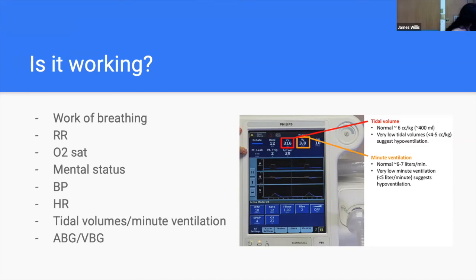And then lastly, the ABG and VBG, they can be helpful, but they're not absolutely necessary to determine if your intervention is working. There's no specific number that you're trying to target to know if it worked or not. So it's going to be more of your clinical picture as opposed to a lab value.